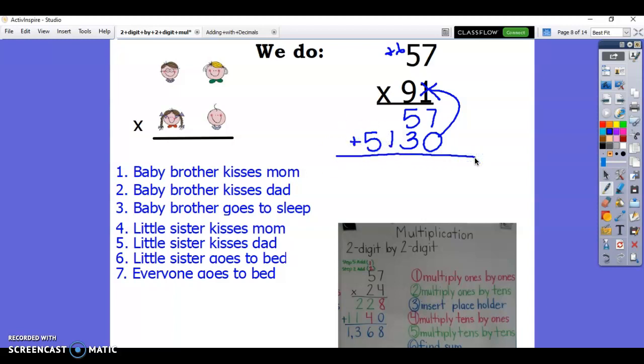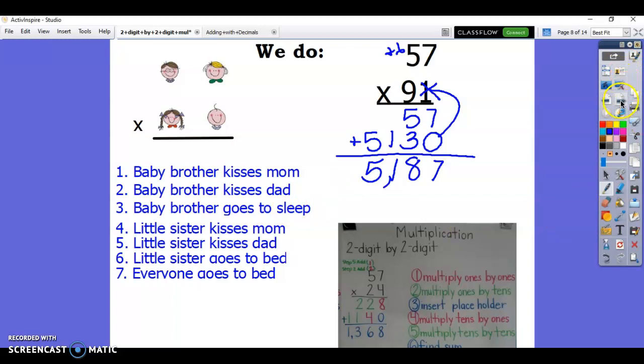Now, everybody's done. Everyone goes to bed. Now we have our total final product. You should have 5,187. Okay, so here's another one.